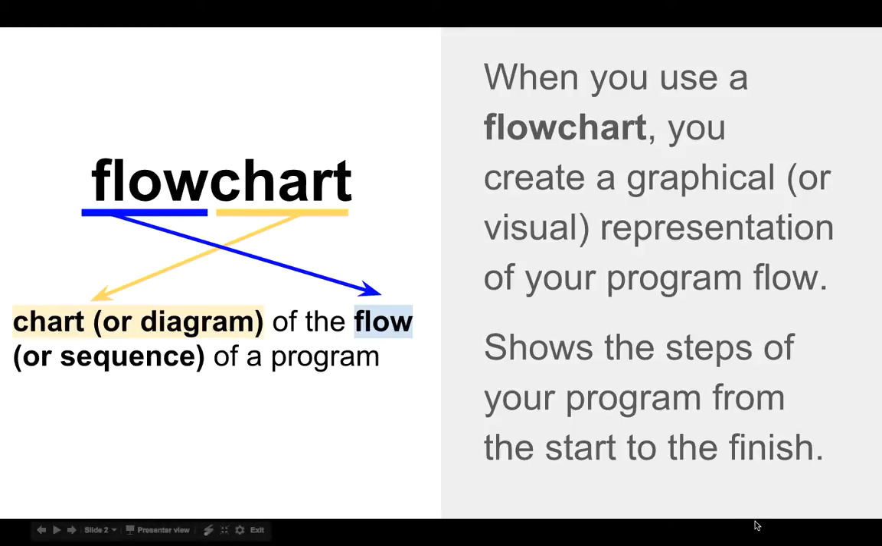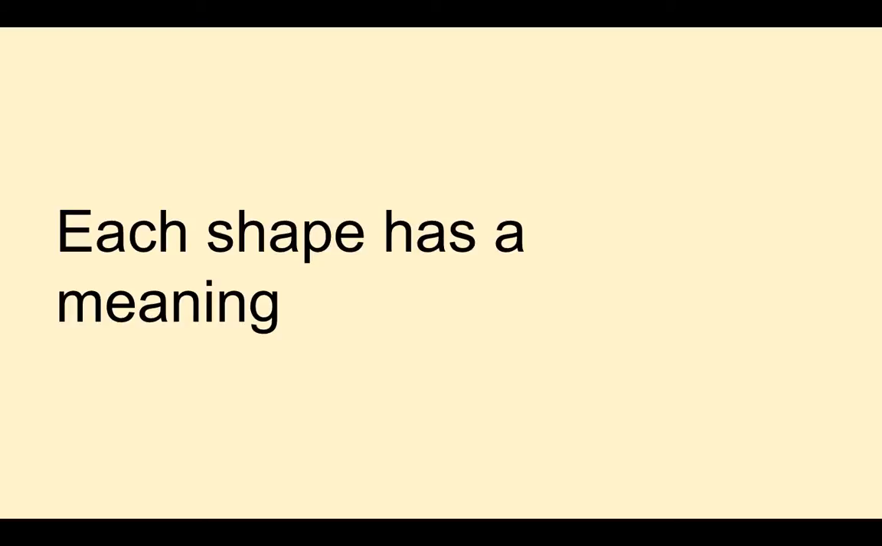Okay, so first of all, a flow chart is a chart or a diagram of the flow or sequence of your program. So basically, when you use a flow chart, you create a graphical or visual representation of your program, and it shows the steps of your program from start to finish. So it just sort of shows how the program flows, not every little exact detail. It's more of an overview picture. And it's really important to know that each shape has a meaning.